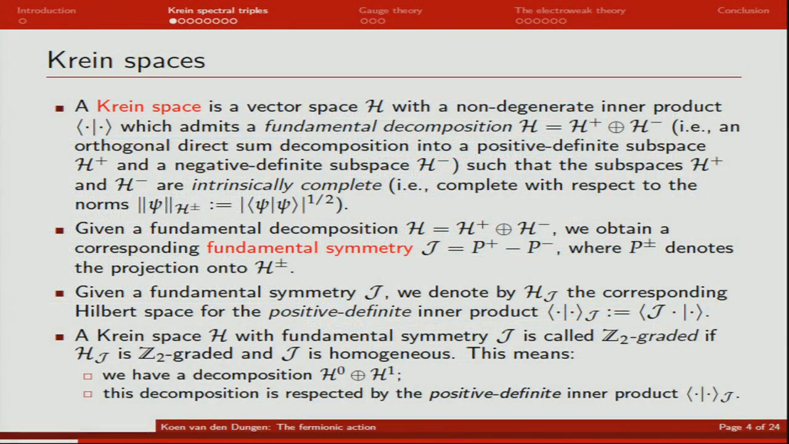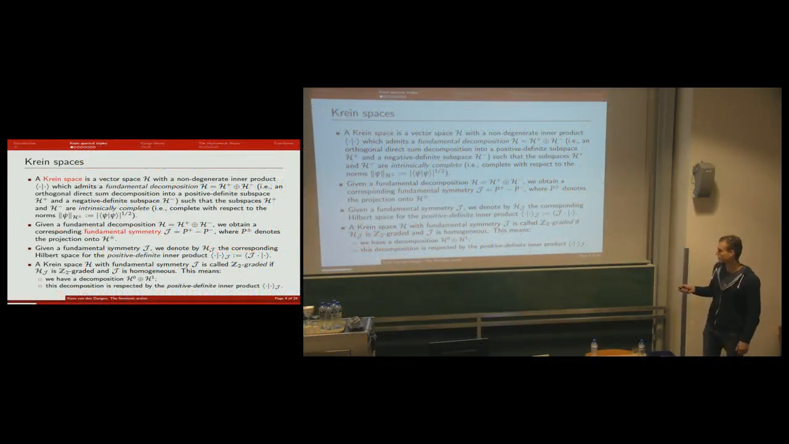And then lastly, I want to introduce Z2 grading for a Krein space. If I fix the fundamental symmetry, then I say the Krein space is Z2 graded if the corresponding Hilbert space is Z2 graded in the usual sense. And I require that the fundamental symmetry is homogeneous, by which I mean it's either an even operator or an odd operator, but not a mixture of the two. Saying that the Hilbert space is Z2 graded means that the positive definite inner product respects the Z2 grading, but the indefinite inner product on the Krein space might not respect the Z2 grading.